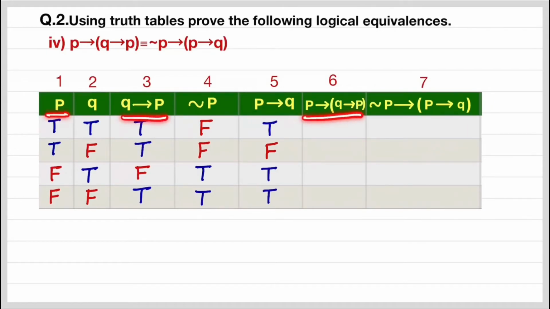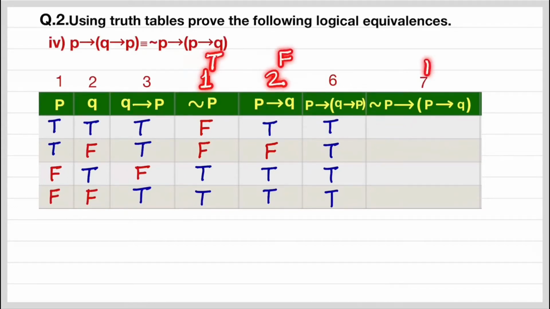Next we have to take P implies Q implies P. P is the first statement and Q implies P is the second statement. When the first statement is true and the second is false, the implication is false. Here all the entries are true. Next is negation of P implies P implies Q. Negation of P is the first statement and P implies Q is the second statement. Here also all the entries are true.